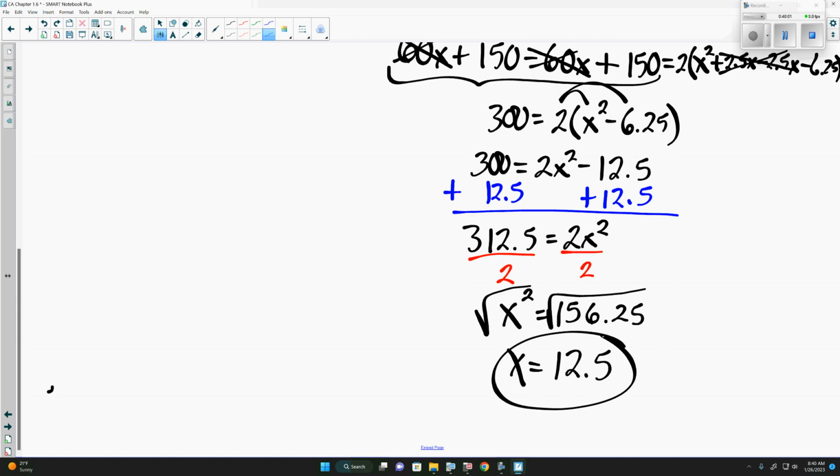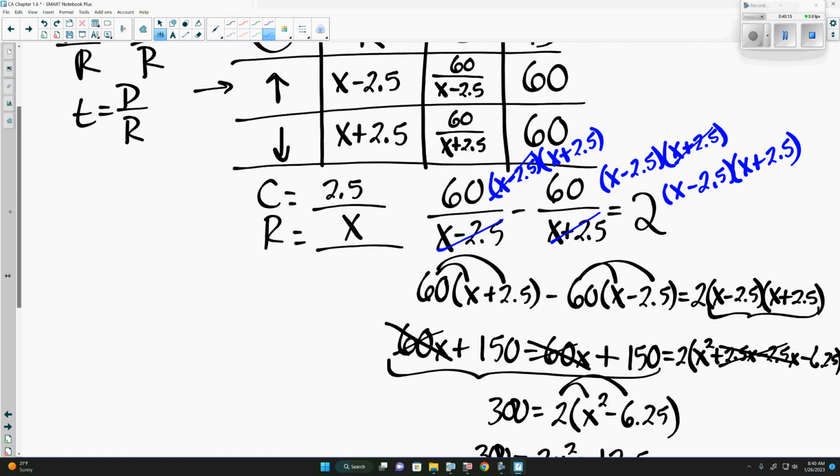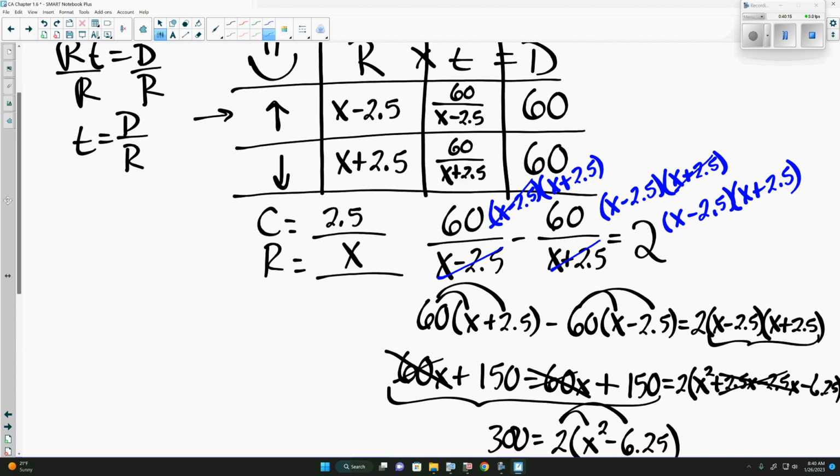Does that make a little more sense? Hopefully it's not as confusing as the first time we did it. Okay. 12.5. So with the current, so rate's equal to 12.5. So with current, we'd add 2.5 to it, they'd be traveling 15 kilometers per hour. Against current, we'd subtract 2.5 from it, we'd be going 10.0 kilometers per hour. Does that kind of make sense with that there?